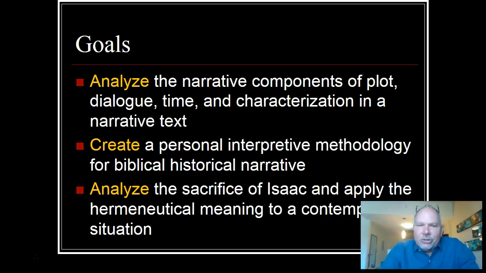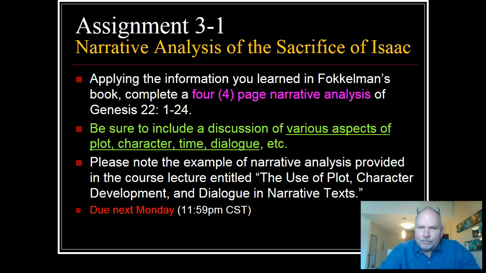And then the second is to create a personal interpretive methodology for biblical historical narrative. And by that, the book is going to teach you certain things. I want you to begin to ponder what you're going to do after this class when you're actually exploring a narrative for preaching or teaching or some other Christian environment. And then finally, to analyze the sacrifice of Isaac text and apply the hermeneutical meaning to a contemporary situation.